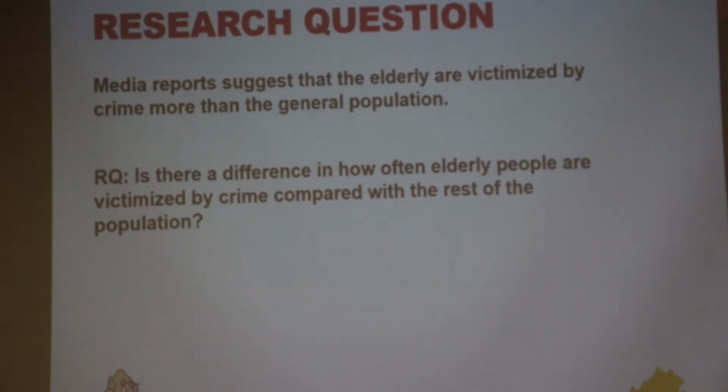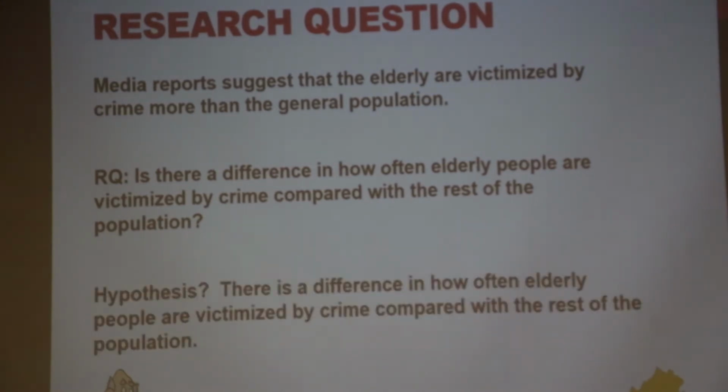Okay. So one way we can test that, we can ask the research question: is there a difference in how often elderly people are victimized by crime compared with the rest of the population? That's a research question. We know how to create those. The hypothesis that we would have, a non-directional hypothesis, would be there is a difference. Or sometimes we say there is a relationship, but there is a difference in how often elderly people are victimized by crime compared with the rest of the population.